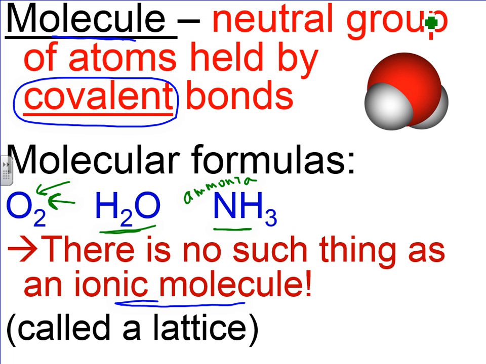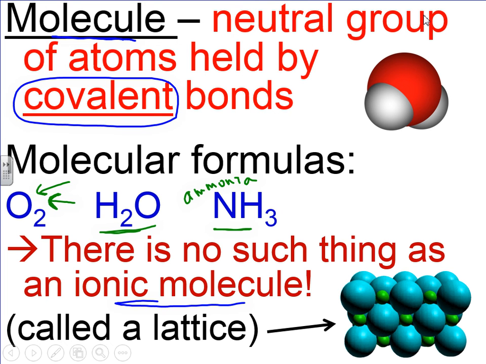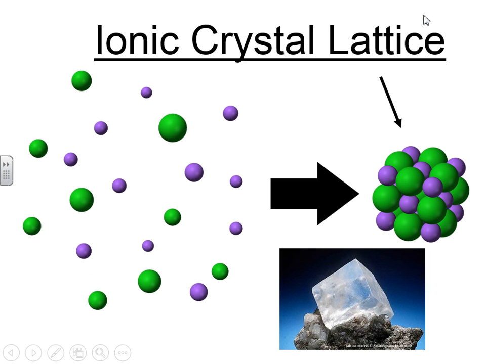They're sharing electrons. Ionic compounds actually have what's called a lattice. This collection of positives and negatives here is called a lattice. Ionic compounds are not called molecules. Very important distinction. And here are the details of how an ionic crystal lattice works.